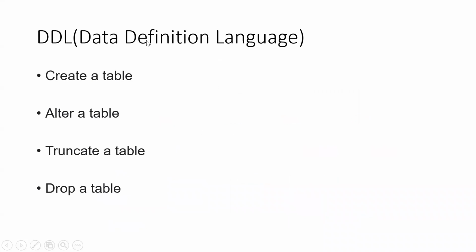So as I mentioned, DDL is data definition language, and there are 4 topics that we mentioned: create a table, alter a table, truncation of a particular table, drop a table. So let's start with creation of a particular table in our hands-on part.